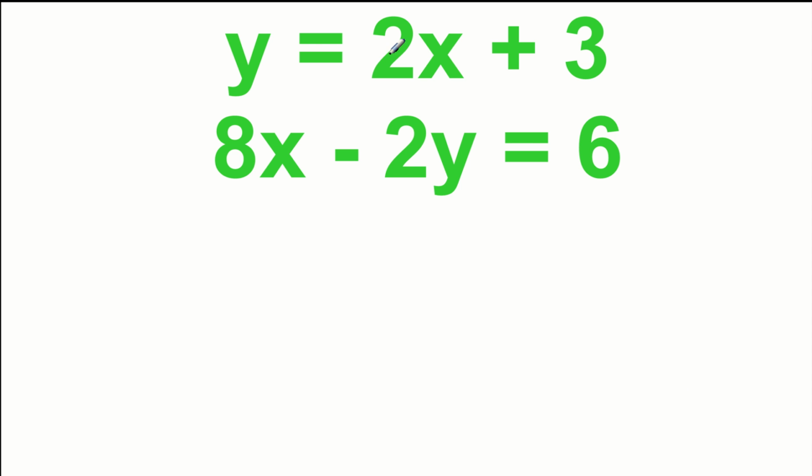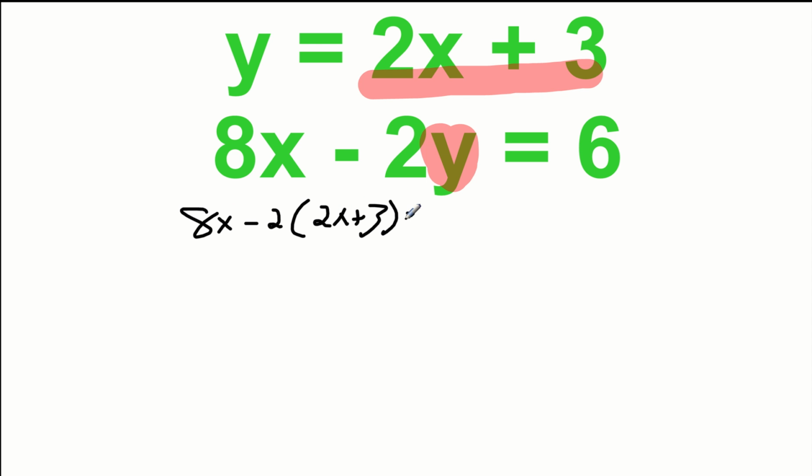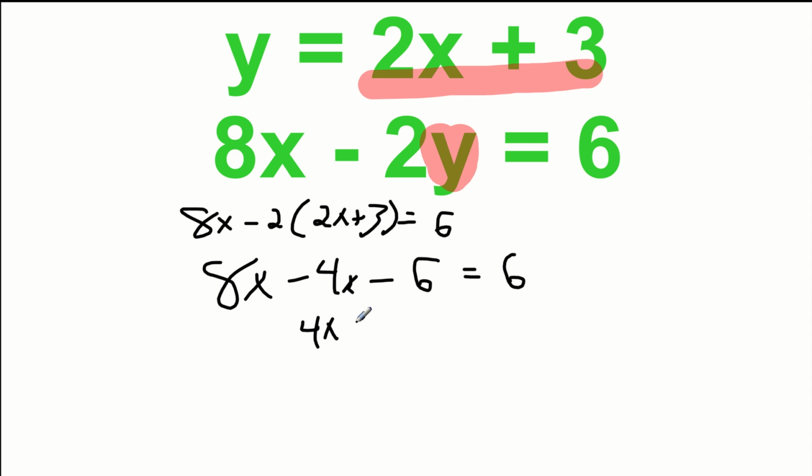All right, so right here is going in for just the y. So when I rewrite this, I've got 8x minus 2, and then in parentheses, I got the 2x plus 3 equals 6. So we got 8x. I distribute a negative 2. So that makes a minus 4x and makes a minus 6, and it equals 6. 8x minus 4x is 4x minus 6 equals 6. Add 6, so we got 4x equals 12. Divide by 4, x equals 3.